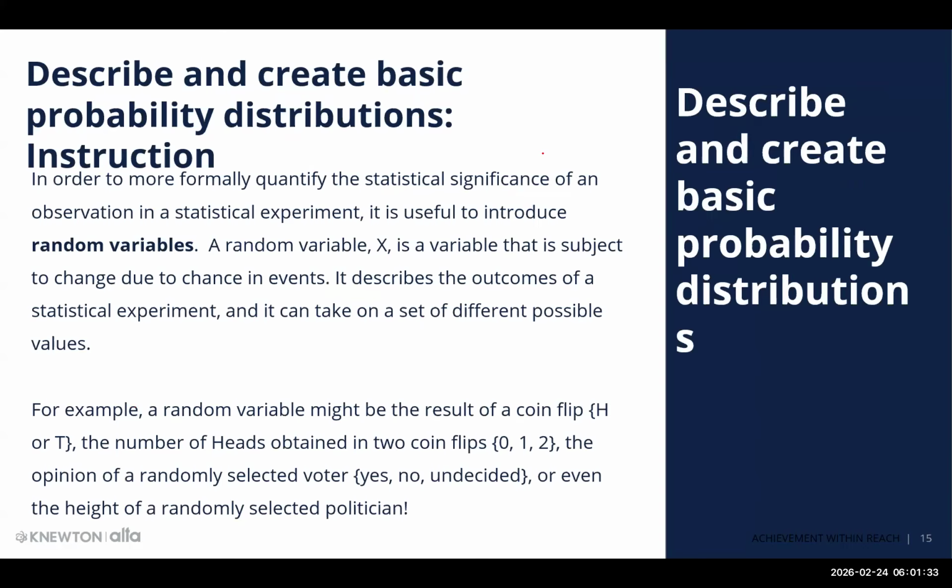In order to more formally quantify the statistical significance of an observation in a statistical experiment, we can introduce the idea of a random variable. A random variable X is a variable that is subject to change due to chance and events.